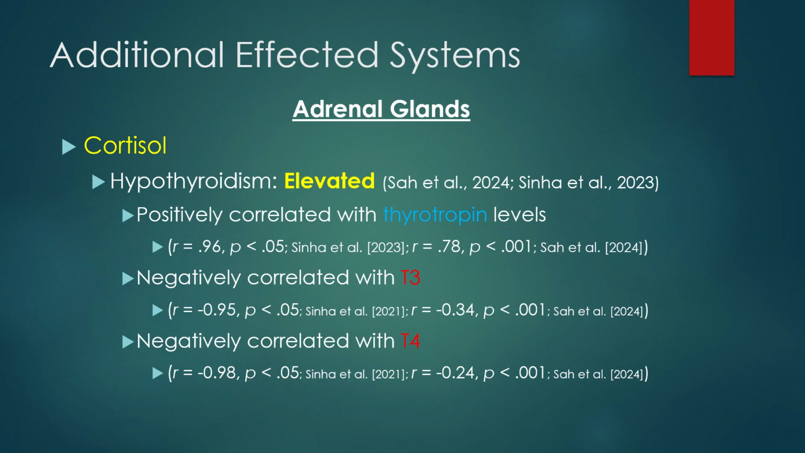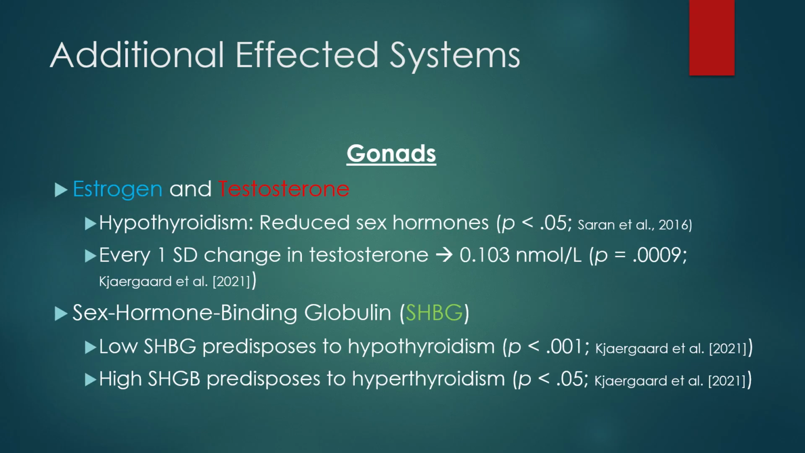So there is a direct relationship observed between cortisol from the adrenal glands and thyrotropin from the anterior pituitary of all things. So it just demonstrates a continued interrelationship between the various axes and pathways of the endocrine system.